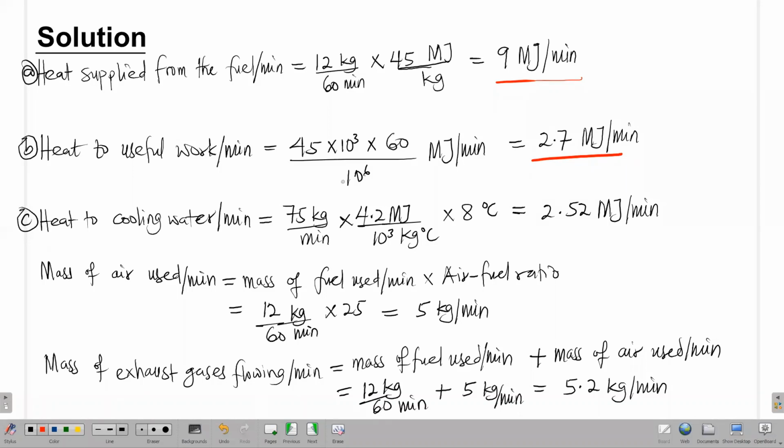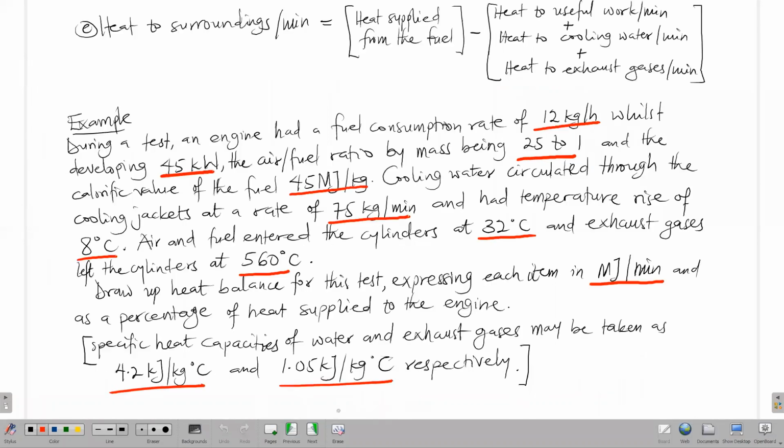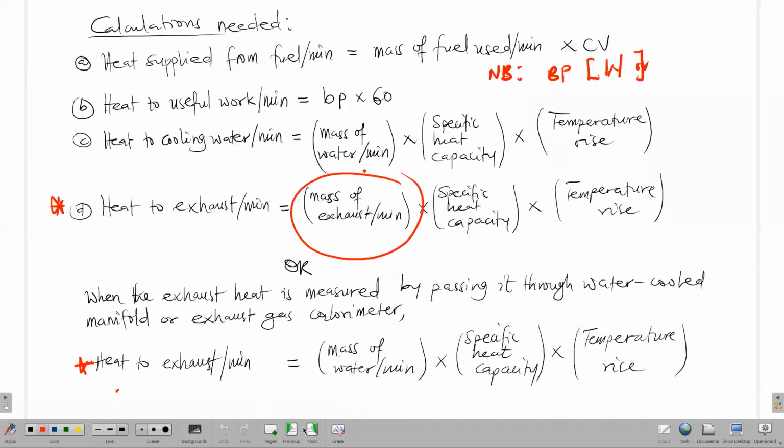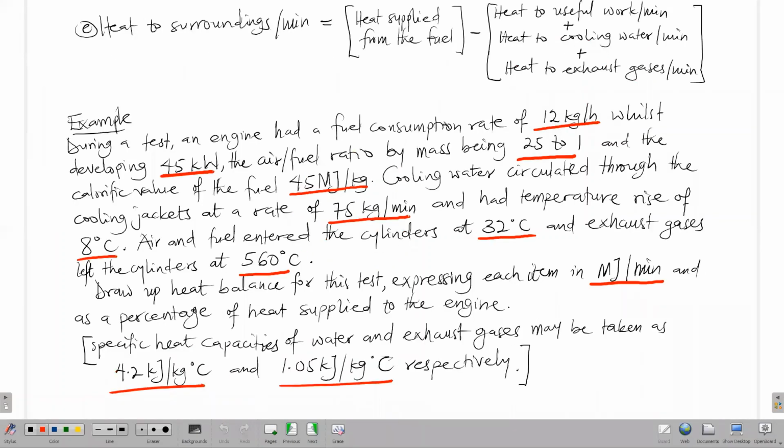All that was needed was provided in the question. So there shouldn't be any difficulty in doing this, because I provided the relationship between all the items that are needed to draw the heat balance and how they are arrived at. So if you have this at hand, then you'll easily be able to work through it.